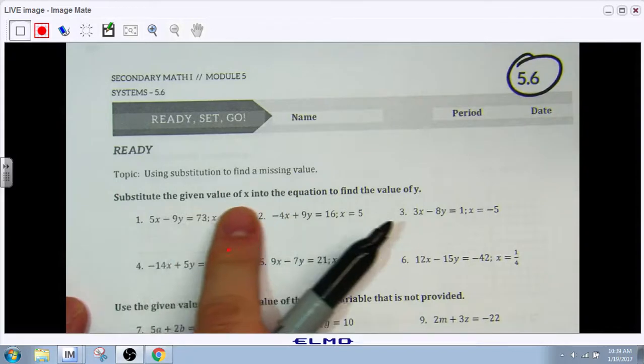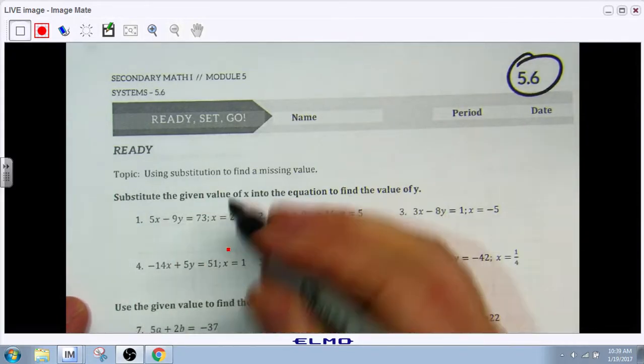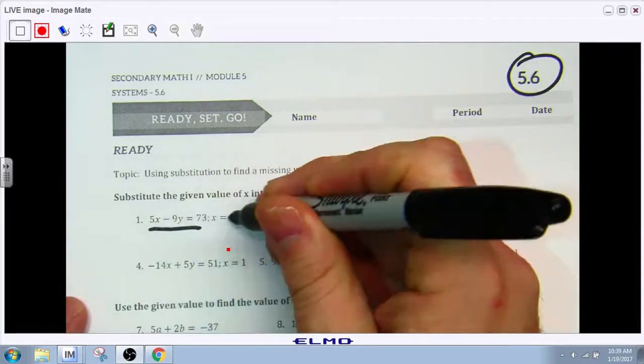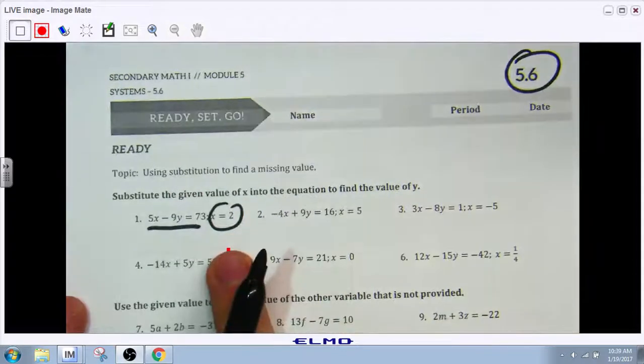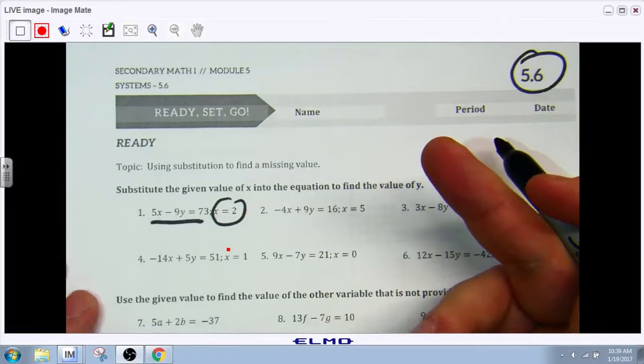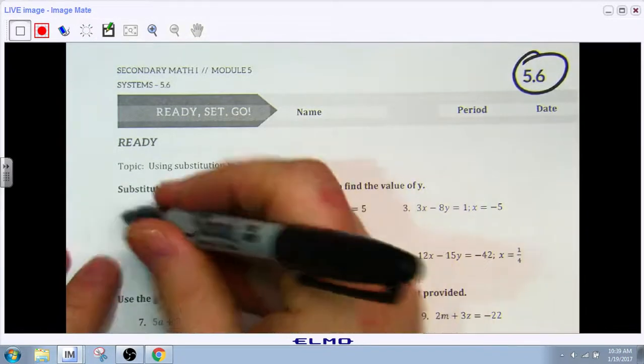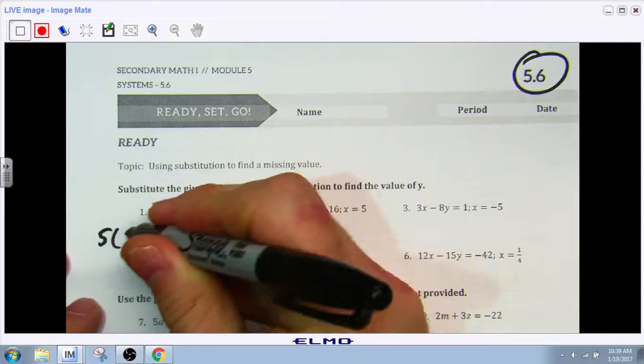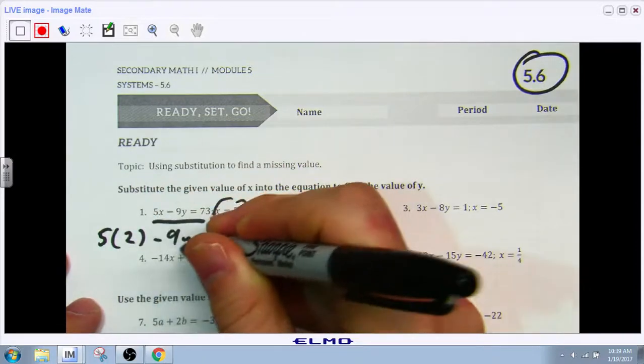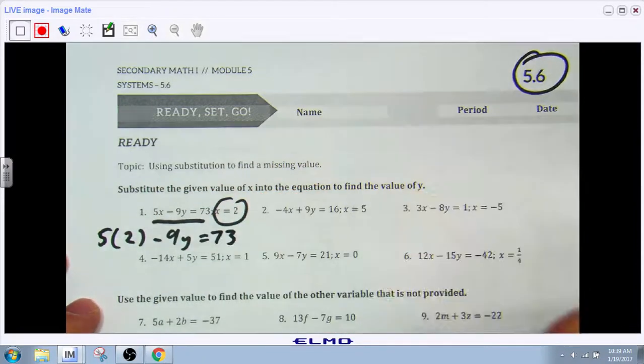Substitute the given value of x into the equation and find the value of y. It's going to give us an equation and a value for x, in this case 2. So all that this asks us to do is plug 2 in for that x. When I do this, I end up with 5 times 2 minus 9y equals 73. And then from here, the expectation is that you go through and solve for that.